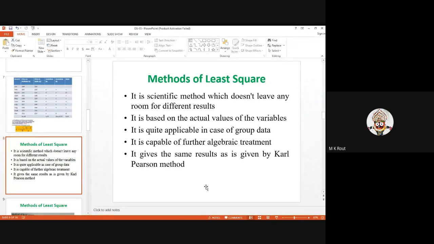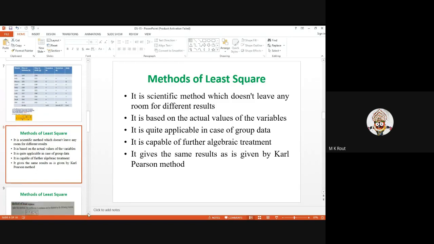Moving to the next method, that is known as method of least square. I just go through some features of this particular method. It is a scientific method which does not leave any room for different results. Only one result is there, and it is based on the actual value of the variable. Next point, it is quite applicable in case of group data. It is capable of further algebraic treatment or further calculation, with special reference to statistics or mathematical analysis. Last point, it gives the same result as given by the Karl Pearson method.